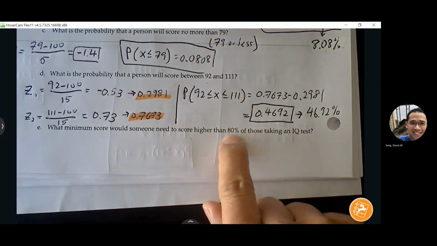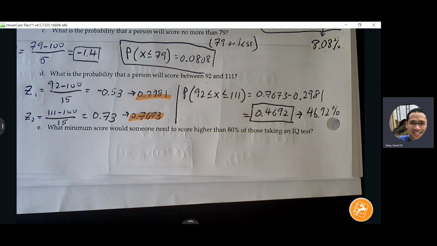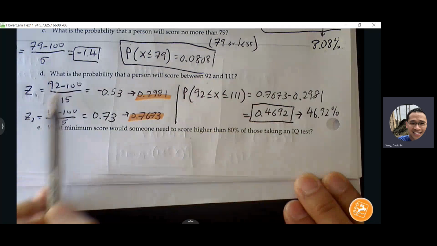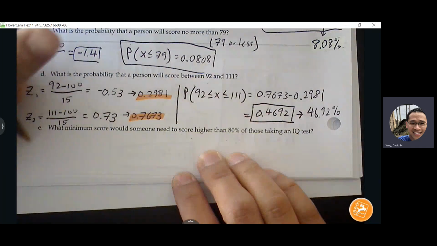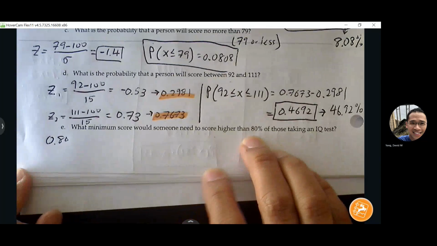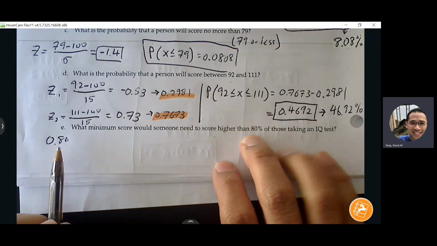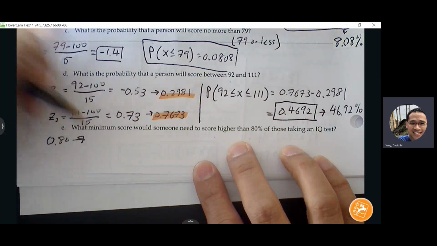So, right, we're working backwards here. We're going to find the z-score associated with that probability, and then from there, we're going to work backwards to solve for x. Now, 80% is the same thing as what? The probability is what? 0.8, okay, 0.80.